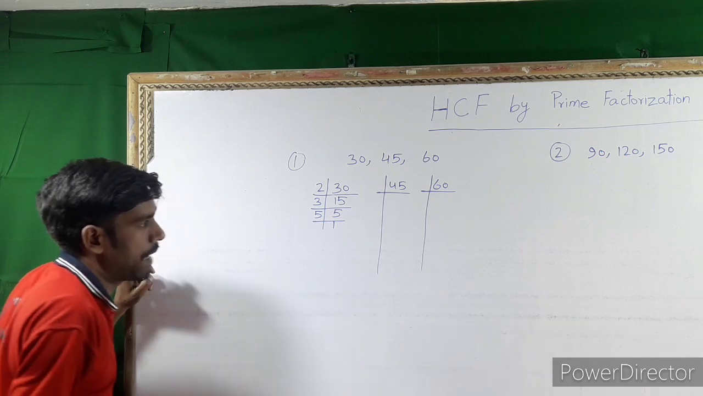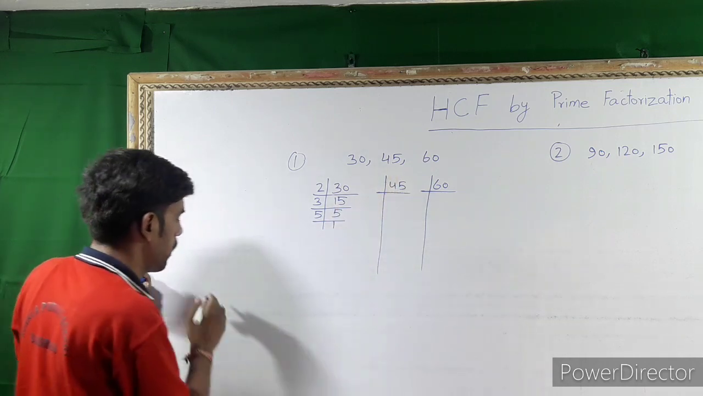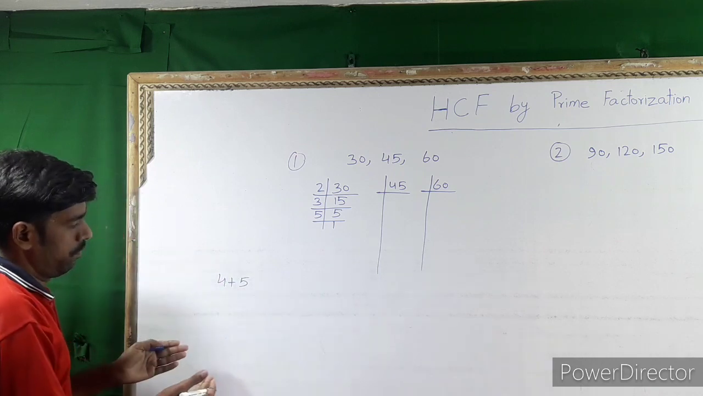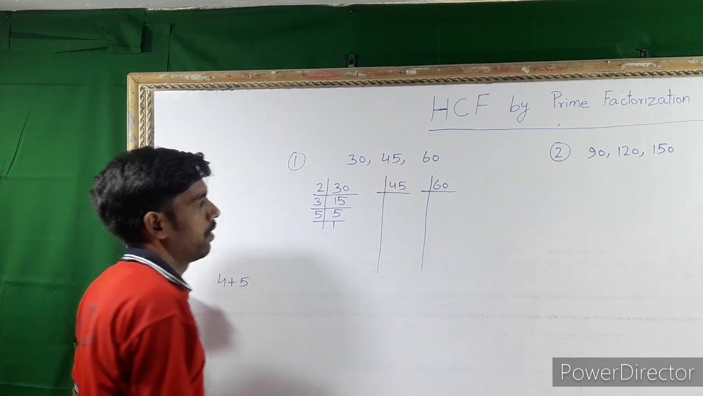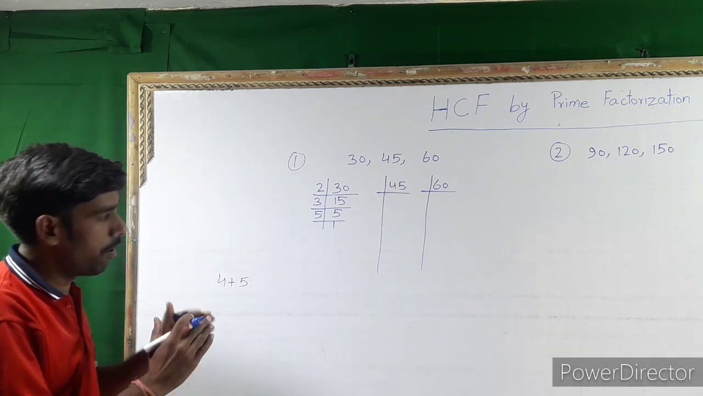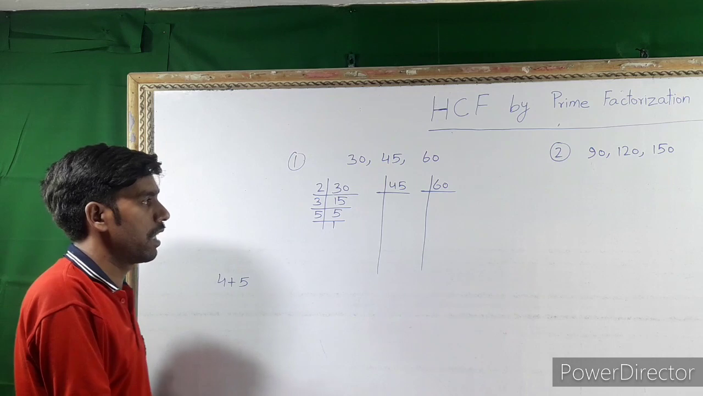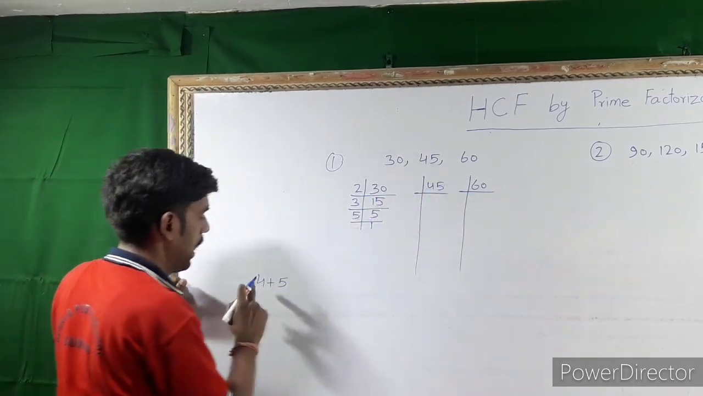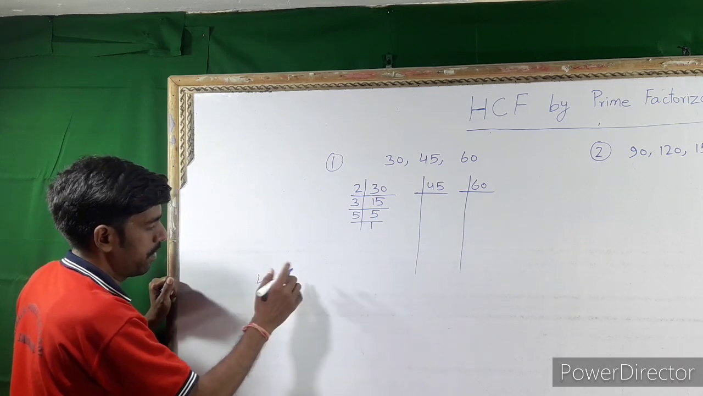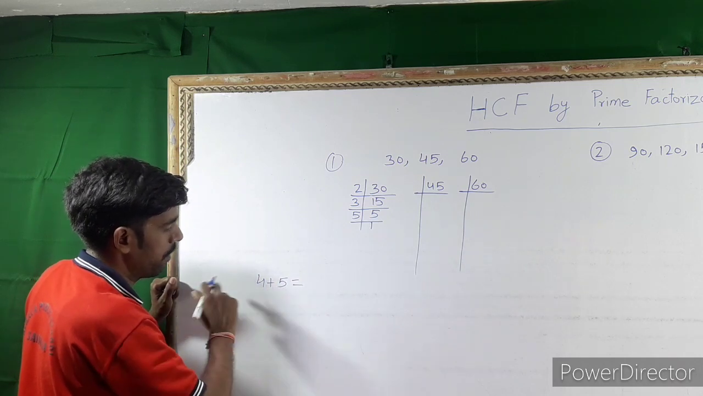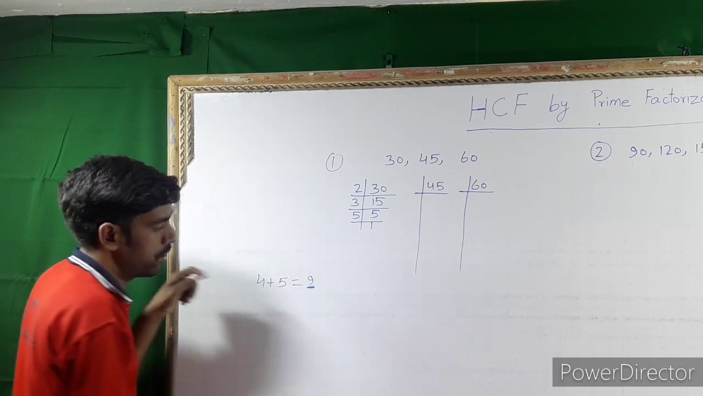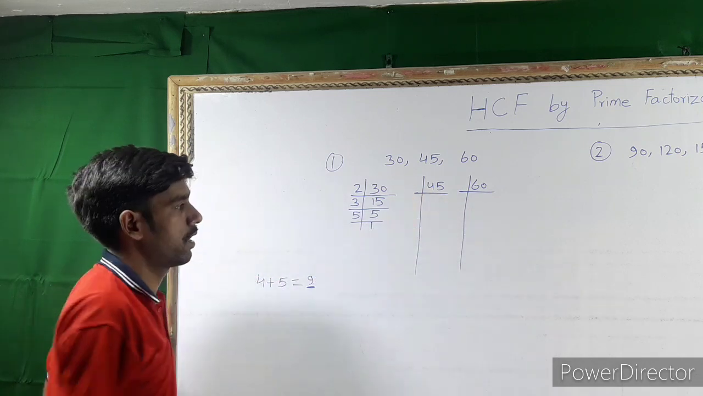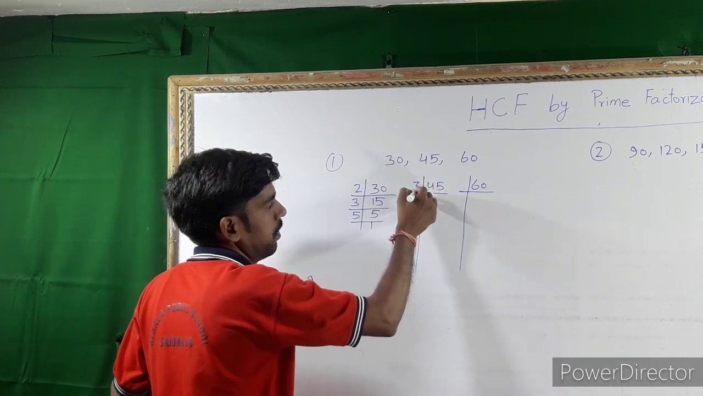Now the next prime number, 3. 45 is divisible by 3 because you already know that if the sum of all digits of a number is divisible by 3, then the given number is also divisible by 3. Here 45 has digits 4 and 5. The sum of 4 and 5 is equal to 9. 9 is divisible by 3, so 45 is also divisible by 3. So take 3 here.